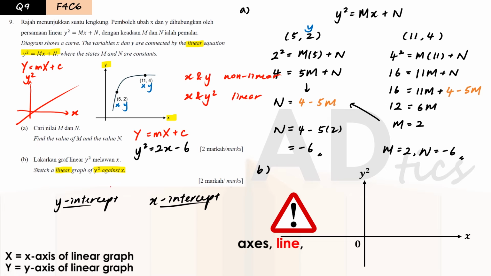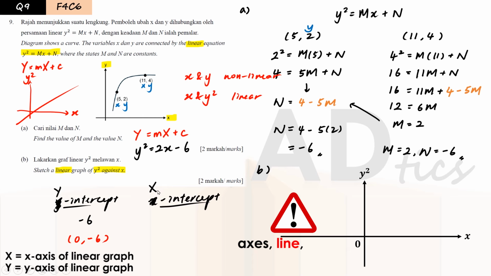Let me change the labels here a bit. It shouldn't be small y, it should be big Y, because we are drawing the linear graph, and the linear graph uses big X and big Y. To reduce any confusion, I'm going to change them to big Y and big X here. But the thing we are trying to find is still the same: the y-intercept and the x-intercept. For the y-intercept, we have found it already, which is the value of c, which is negative 6. So this is one of the points.